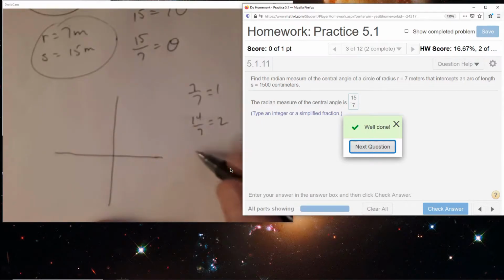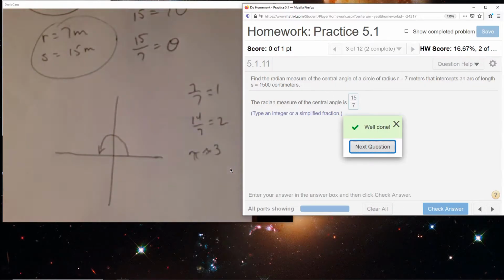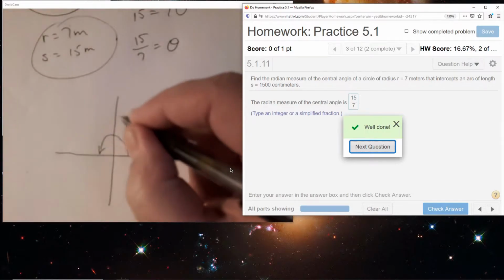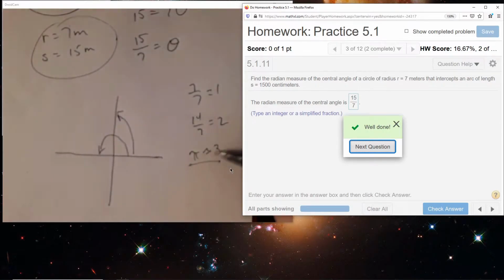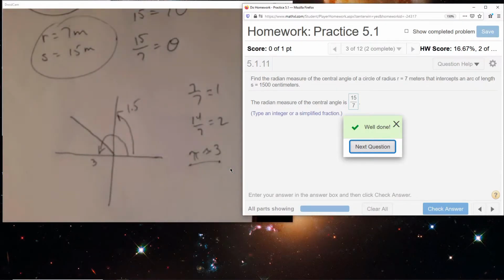And also remember that pi is about 3. So an angle of pi is 180 degrees. That's about 3 radians. Now, 90 degrees is about 1.5 radians. So that means 15 over 7 then is somewhere here in quadrant 2.